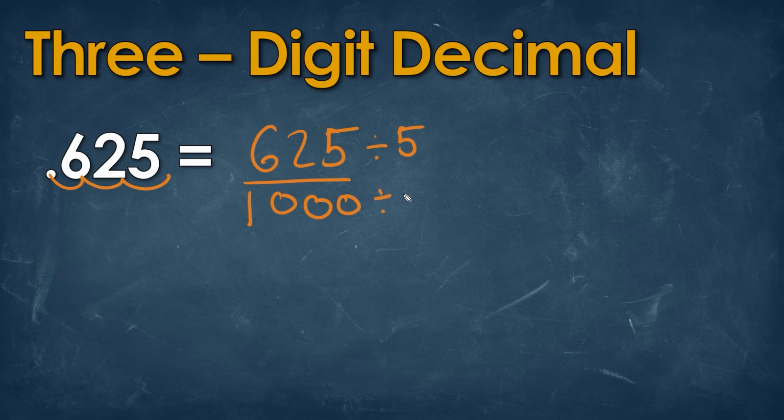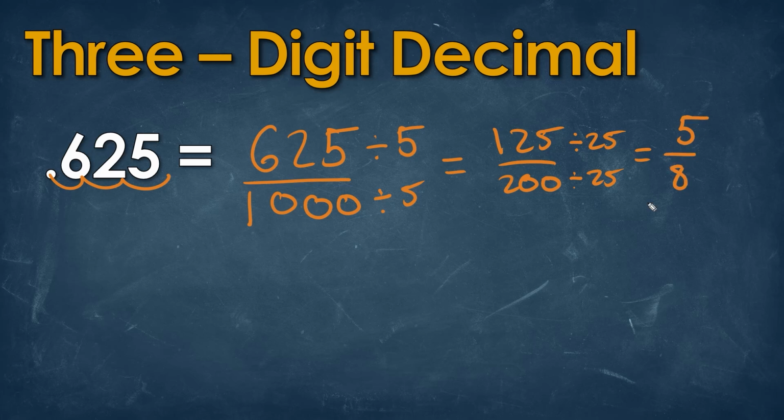I know we can simplify a 5 out of both top and bottom, and if we do, we'll get 125 divided by 200. Now, it looks like we can factor out a 5, but I also know we can factor out a 25, right? 125 and 200, and if we do that, what we'll end up having is 5 over 8. So the answer is 5 over 8.